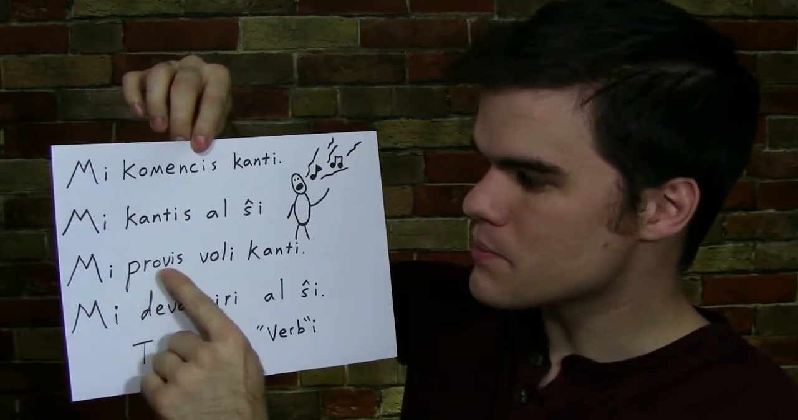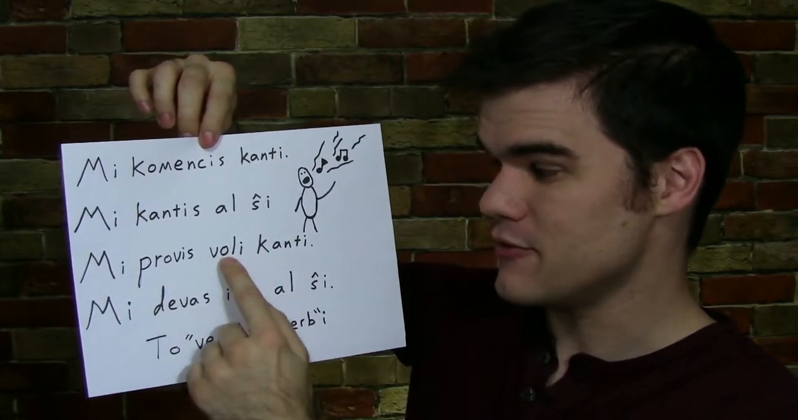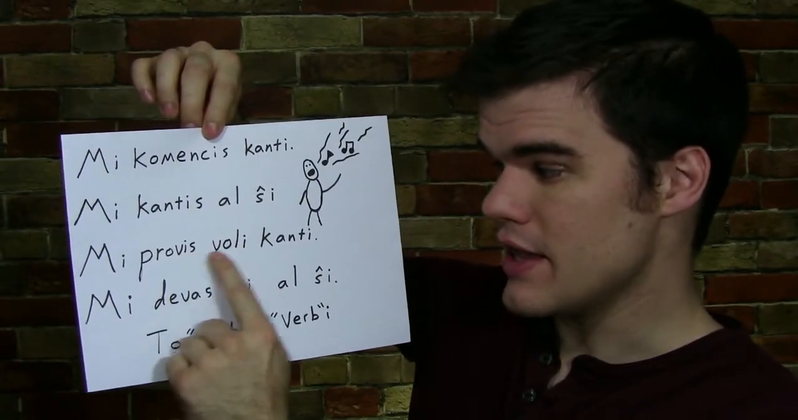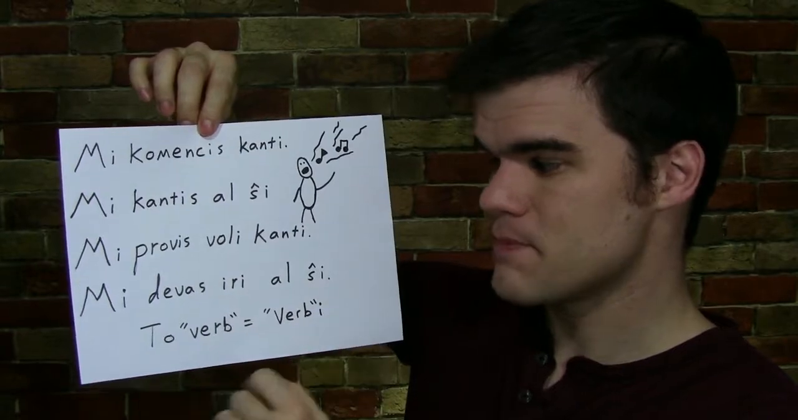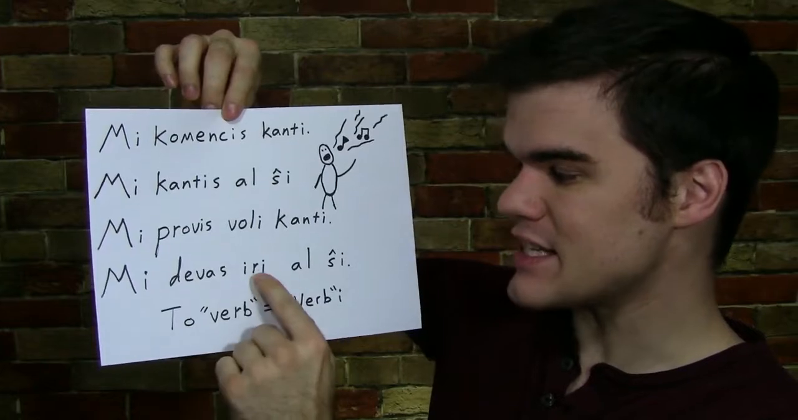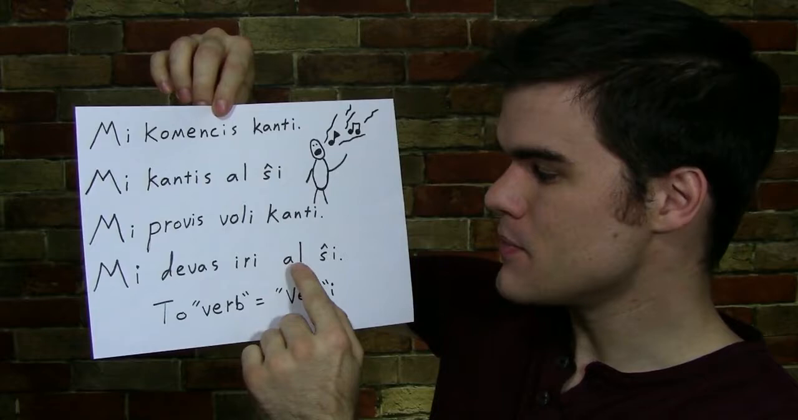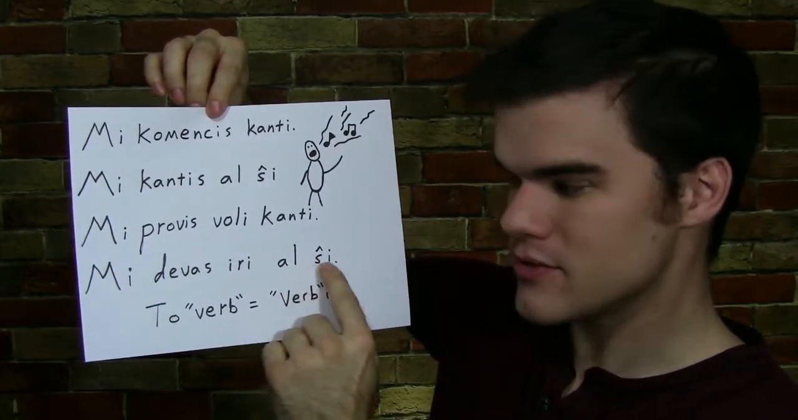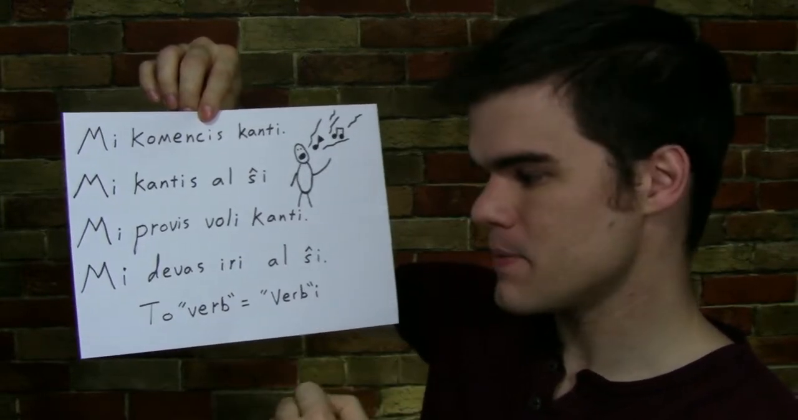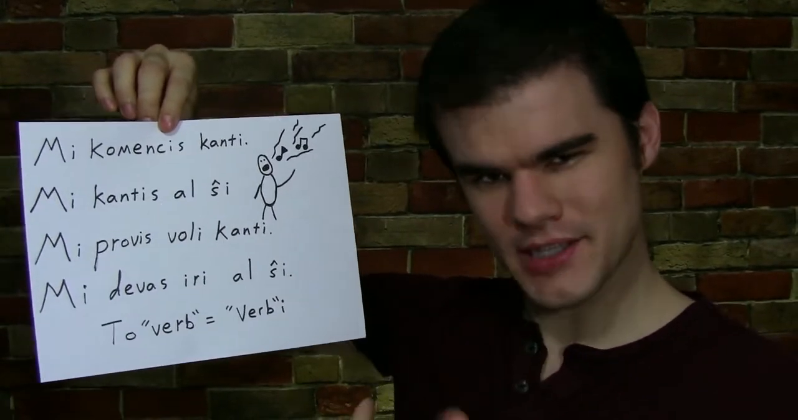There's kanti. Mi provis voli kanti. "I tried to want to sing." You can stack multiple infinitives on top of each other here. Just the first word is tweaked, okay? The others remain in their infinitive forms. Here, we'll see a difference between the two phrases. Mi devas iri al ŝi. "I have to go to her." So you see, "to her" is one way to write "to" out, and then "to go" is all contained in that one word infinitive. "To verb" becomes verb-I. Okay? Does that make sense?